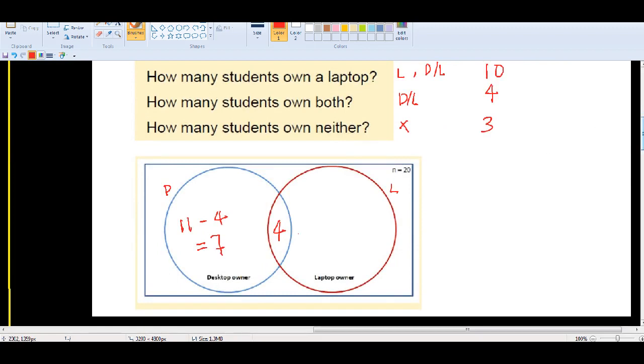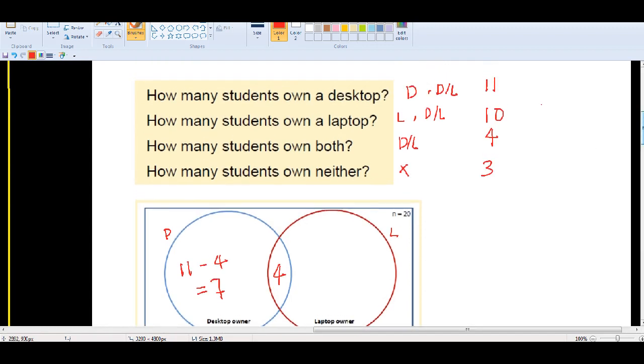Okay, but the region here, I mean the region in D but without the overlapping with L, that means D only. So that's why you need to take away that 11 by 4, you got 7. So how about the other circle L?